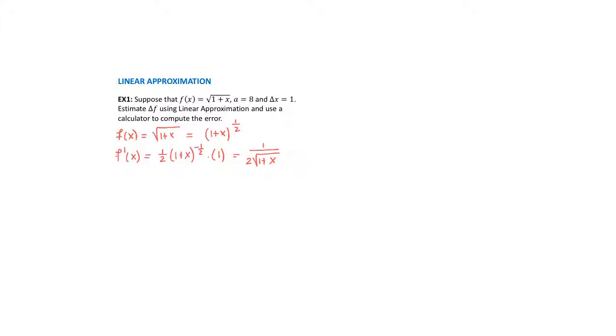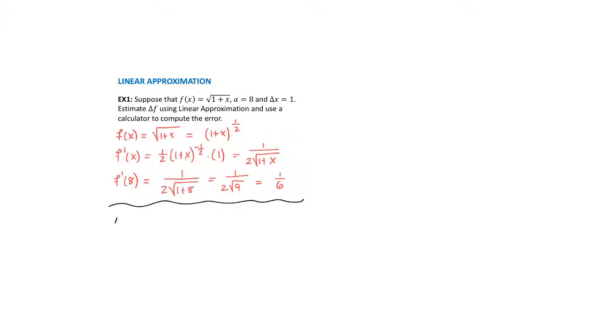I will also need the value of the derivative at 8, so I will take care of that right now. f prime of 8 equals 1 divided by 2 square root of 1 plus 8. That means 1 over 2 square root of 9, therefore 1/6. Now that I have all of that, I can do the approximation.